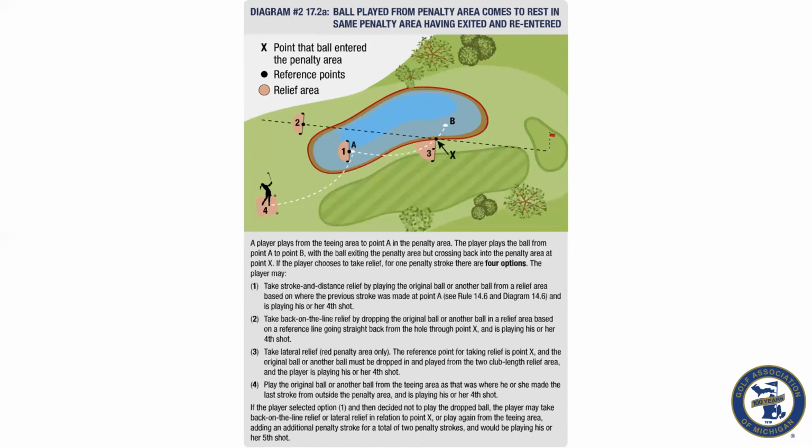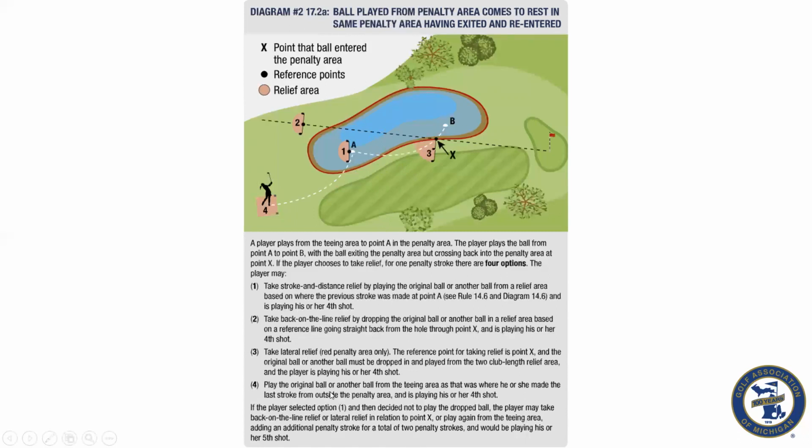We can go back to where we last played from under stroke and distance to point A here. Okay, and then we can go back in a line with the flag and where we crossed, but our reference point is now going to be this X here where we last crossed. Okay, because now we're not using that old reference point there. We're using the current one where it last crossed. And then same thing, we can take our 2 club lengths from that point.